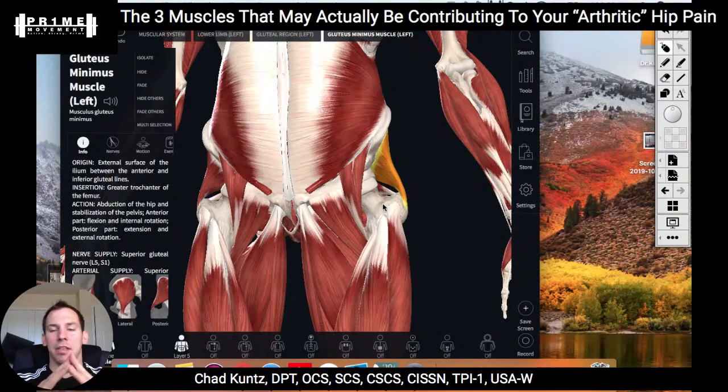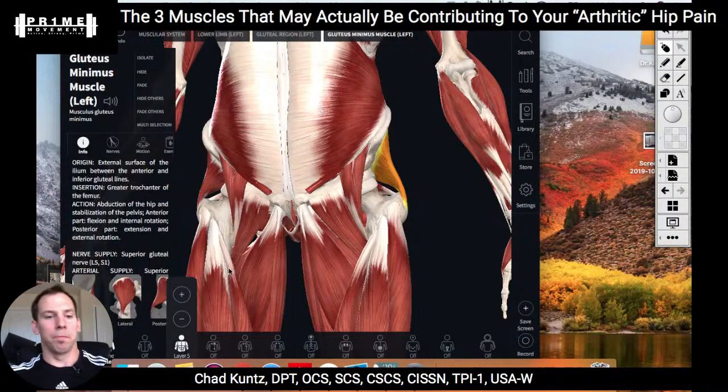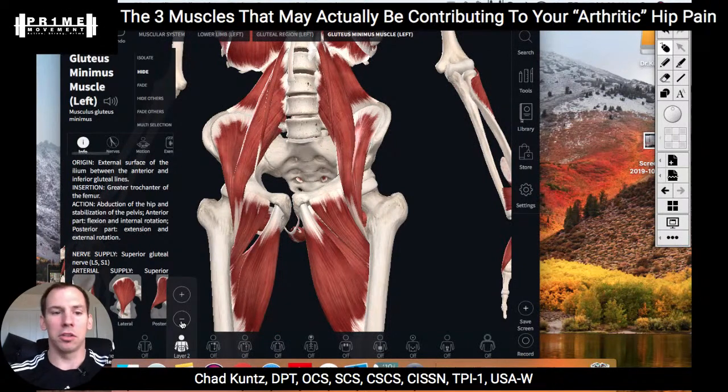And after I've done my assessment, I realize that that's not actually what's causing their pain. They don't have bad arthritis. The joint actually feels good. Their pain is actually coming from one of these three different muscles of the hip. And I want to show you, and then I want to show you one stretch you can do to start to address that.